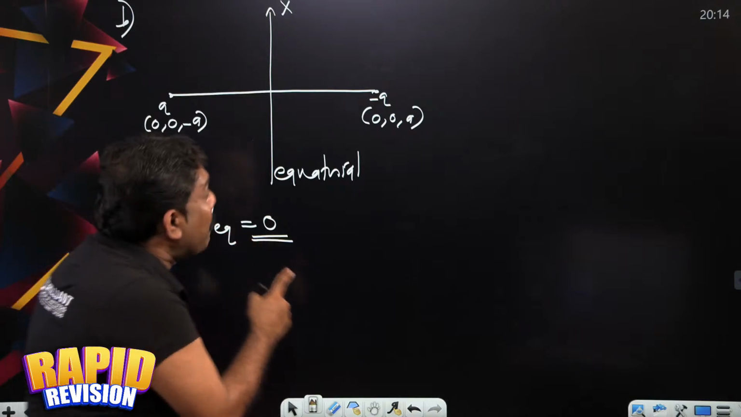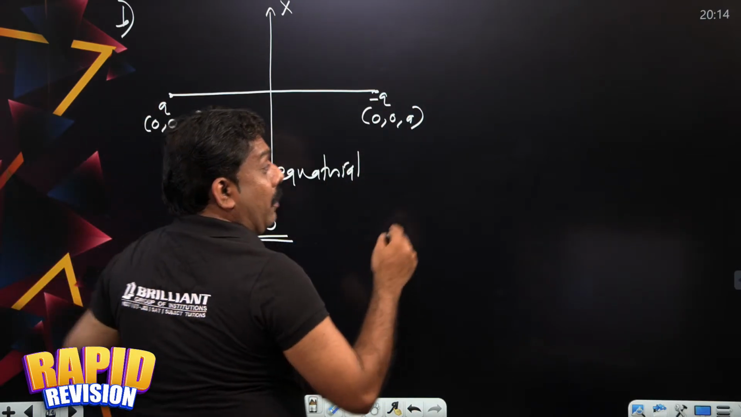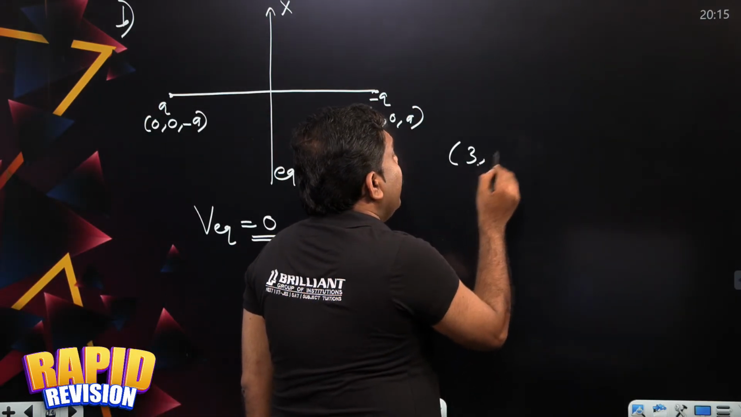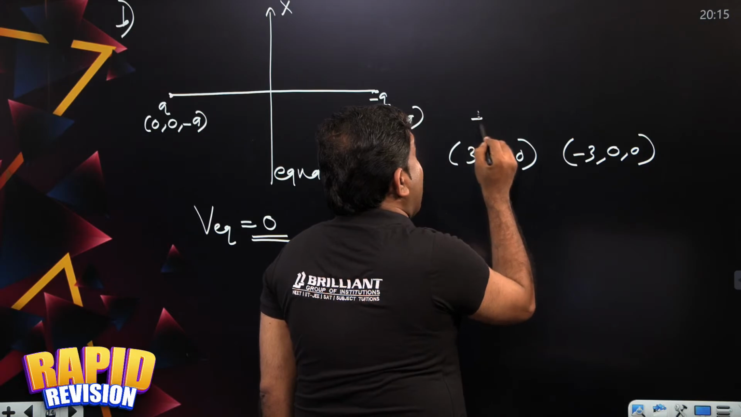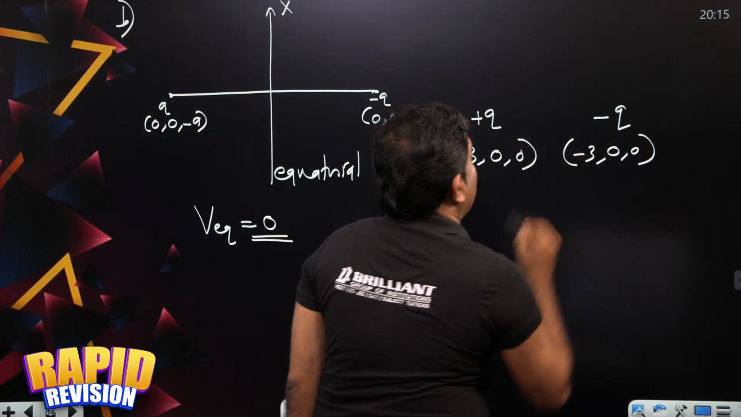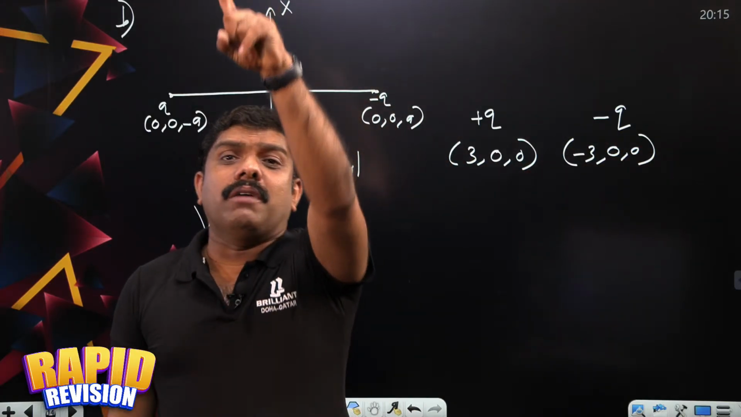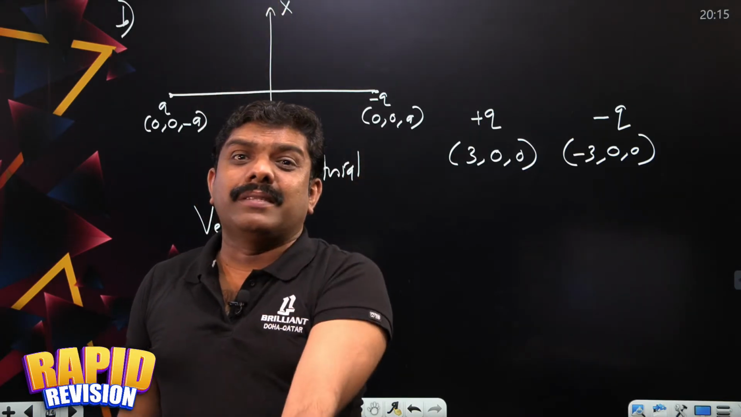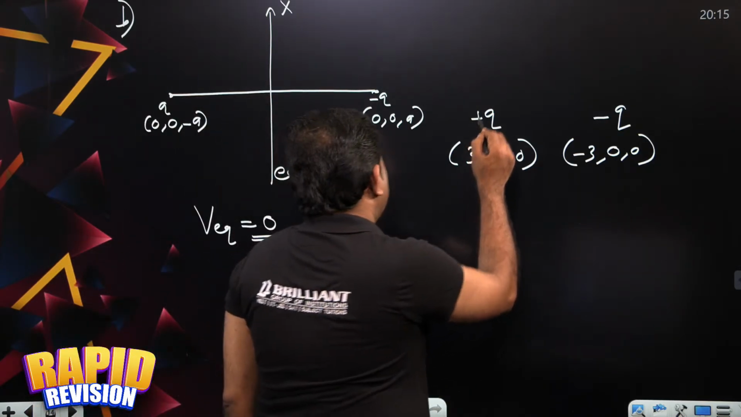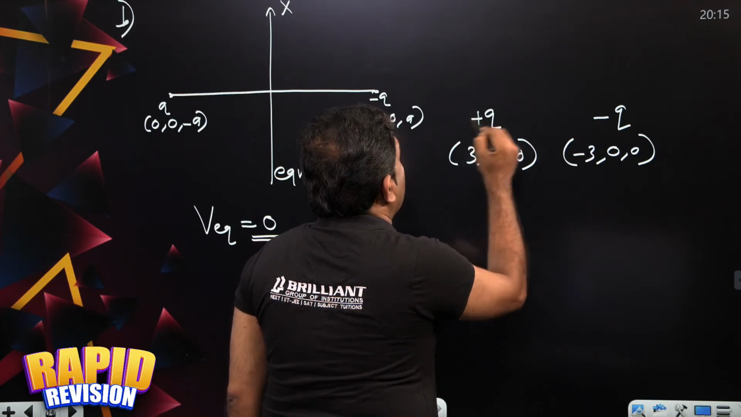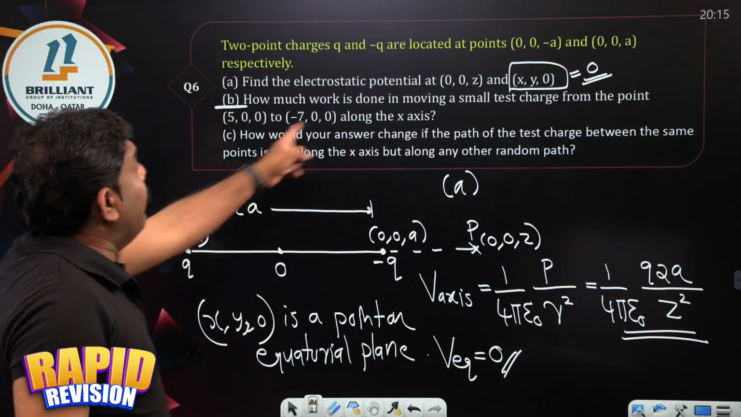So I'm explaining once more how to tell whether a point is equatorial; it depends upon the axis of the dipole. So for example, suppose (3, 0, 0) and (-3, 0, 0) are the two charges. Here +q is there and here -q is there. So the dipole is on the x-axis. Now any point on the y-axis, any point on the z-axis will be an equatorial point. So the potential will be 0. So if potential is 0, in the question what they are asking is, what is the work done?